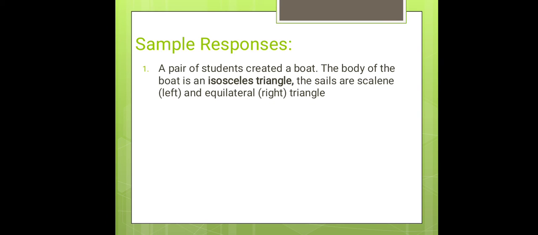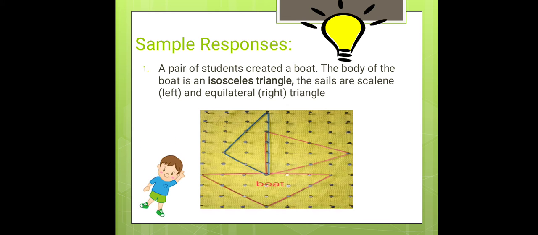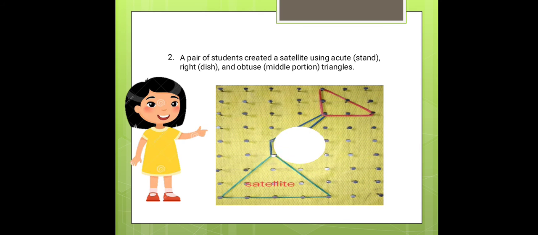Sample responses. A pair of students created a boat. The body of the boat is an isosceles triangle. The sails are a scalene triangle, which is found on the left side, and an equilateral triangle, which is found on the right. A pair of students created a satellite using acute triangles, which is the stand position, a right angle triangle, which is the dish, and an obtuse triangle, which is the middle portion.